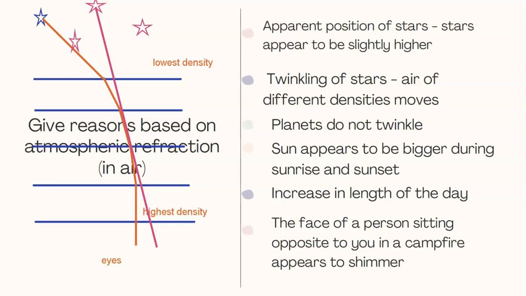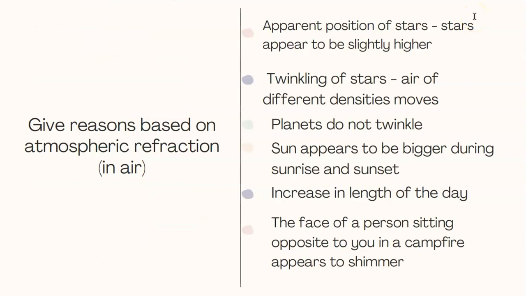So, three questions together: we can talk about the apparent position of the stars, we can explain how stars appear to twinkle, and we can explain why planets do not twinkle. The next phenomenon that we are going to talk about is why the sun appears to be bigger during sunrise and sunset.